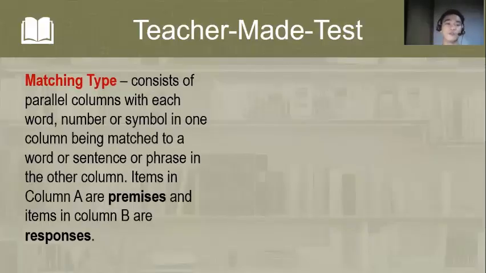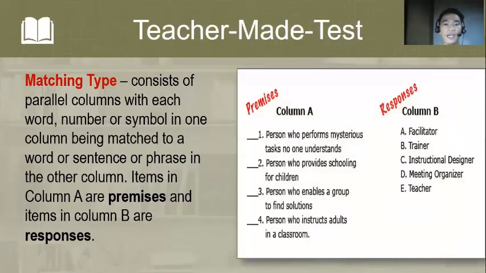Next, another example of a teacher-made type of test is what we call the matching type. In the matching type, of course, there are 2 columns. We have column A and then column B. And take note, column A is what we call the premises, and column B is what we call the responses.